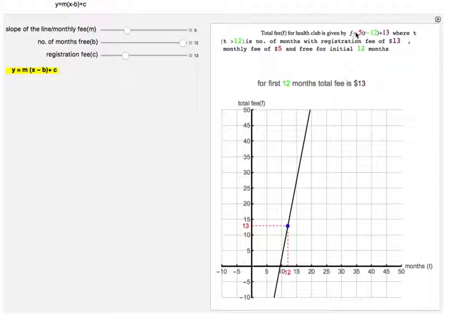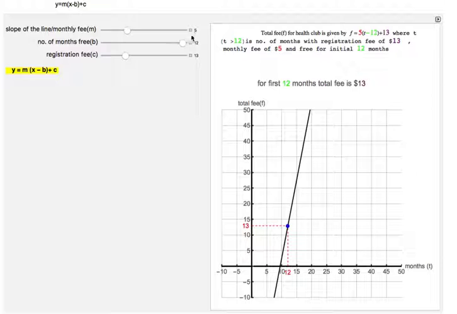If it's easier to work this way, you can distribute this 5 and then just have it in the form y equals mx plus b. You would get f equals 5t minus 60 plus 13, so that would be f equals 5t minus 47. You could work that way, but we could work this way as well.